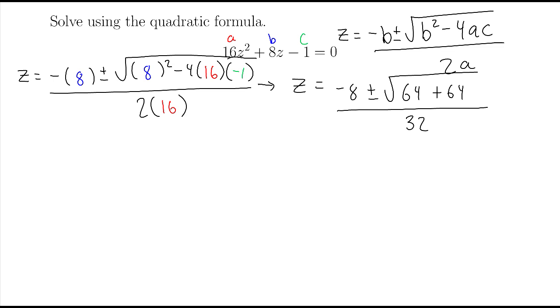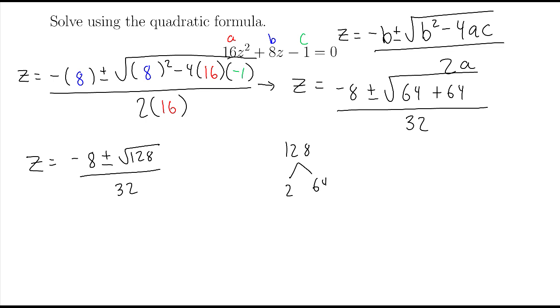Now, 64 plus 64 is 128. So z is equal to negative 8 plus minus the square root of 128 over 32. Okay, well, we need to simplify that square root of 128. So I'll go ahead and find the prime factorization. 128 is 2 times 64, right? Because 64 plus 64, that's the same as 2 times 64. At least that's what I was thinking.